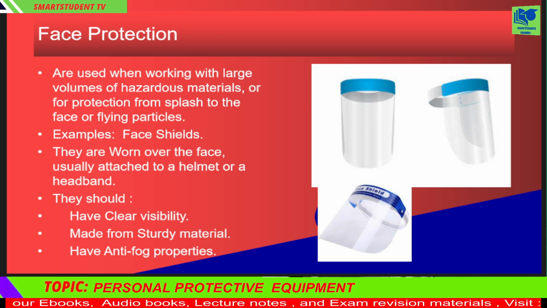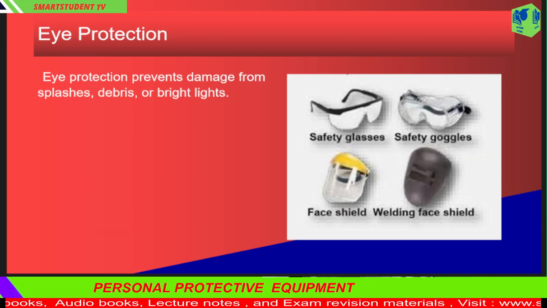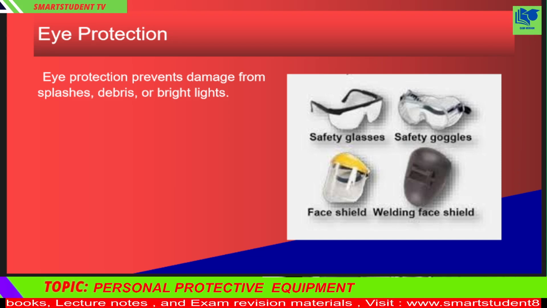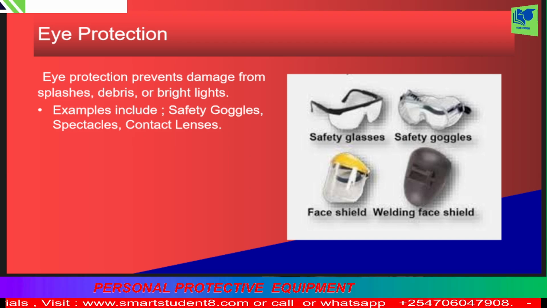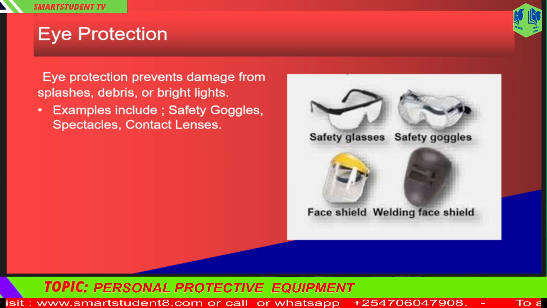3. Eye protection. Eye protection prevents damage from splashes, debris, or bright lights. Examples include safety goggles, spectacles, contact lenses, etc. Contact lenses, for instance, may be worn in the laboratory, but do not offer any protection from chemical contact. If a contact lens becomes contaminated with a hazardous chemical, remove the lens immediately and rinse the eyes using an eye wash.